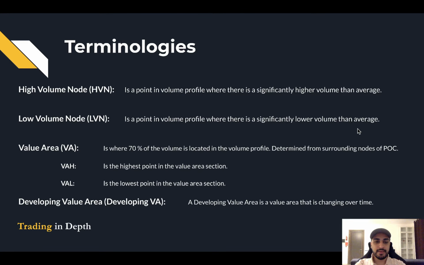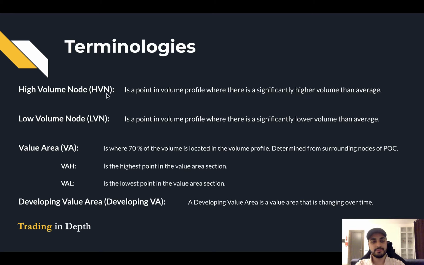The next thing is the terminologies that we are going to discuss, and here is where everything actually starts. So we have a couple of terminologies. The first one, and I'm going to basically read them, and then I will go to the chart and show you exactly what I mean. So first we start with these two.